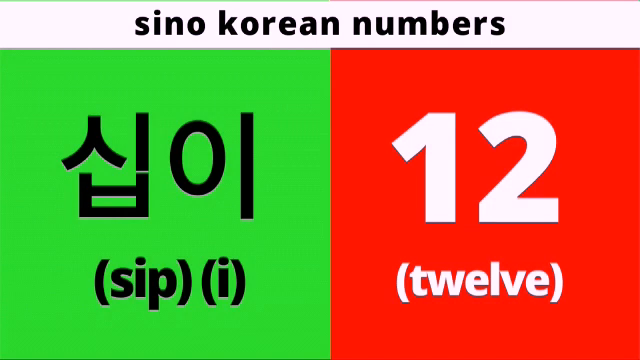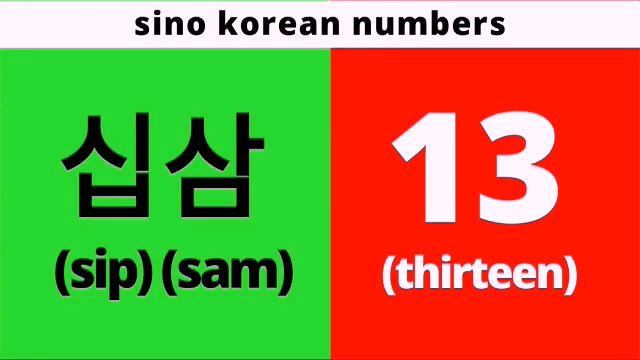The Sino-Korean translation of number 12 is ship e. Ship corresponds to the tens place of the number and e corresponds to the ones place. So the tens place is just 10 and the ones place value is just 2. So 10 plus 2 is 12. So 12 is ship e.